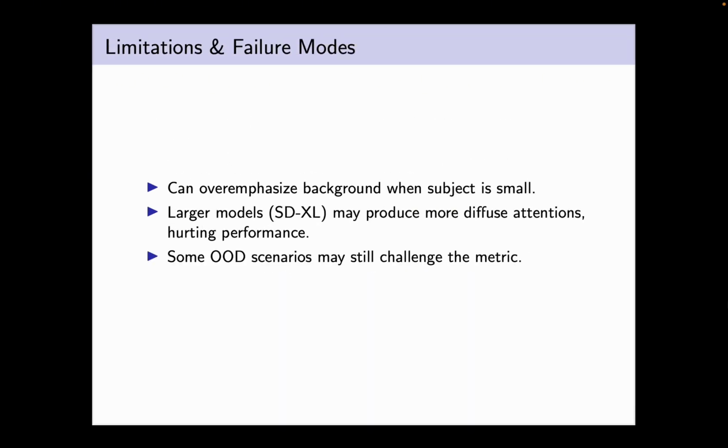There are still some limitations for DiffSim. First, DiffSim can overemphasize background when the main subject is small, leading to mismatches. Cropping or using a foreground detector helps. Besides, very large models with entangled attentions can weaken signal. Also, some extreme out-of-domain cases still trip the metric. These are actionable. Combine DiffSim with foreground priors, or ensemble with other metrics to mitigate failure modes.